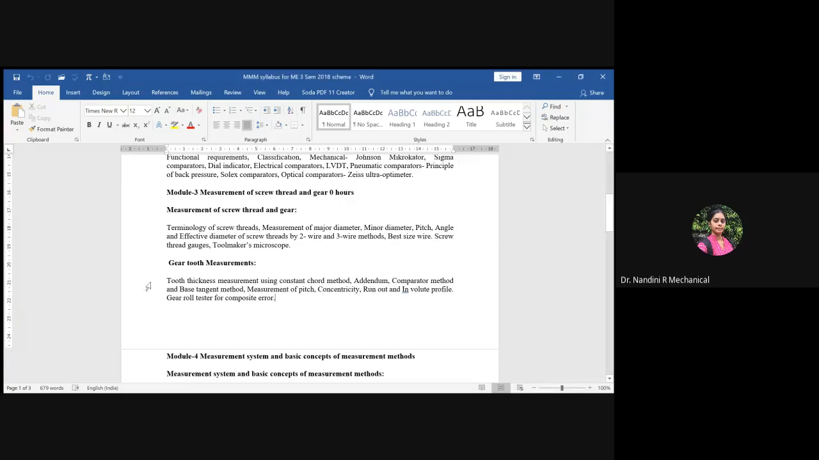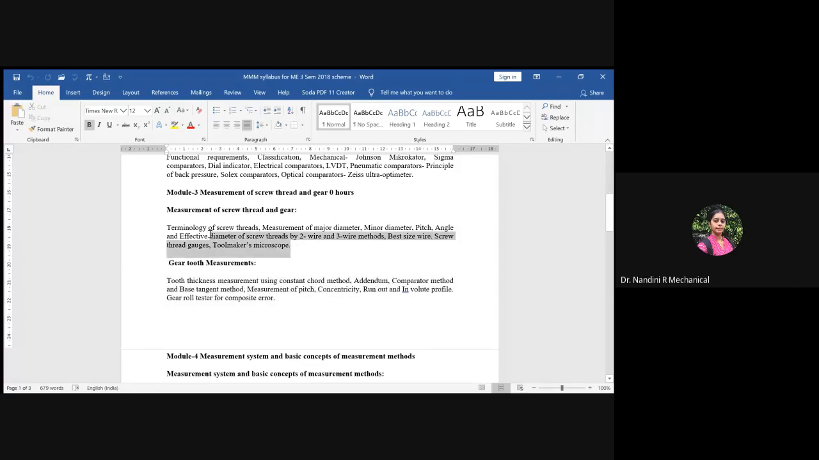We have dealt with the entire set of measurement devices used to measure the key elements of the gear, so anything could be asked here. It could be the base tangent measure method, or measurement of pitch, your concentricity, your run out, and even the involute profile. And lastly, the gear roller tester for composite error. So these are the part of gear tooth measurements.